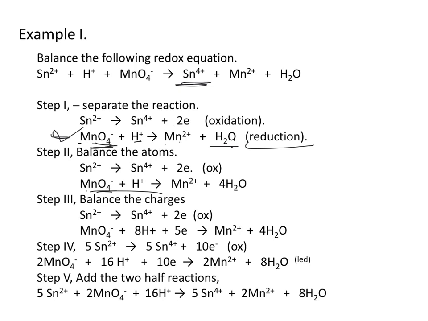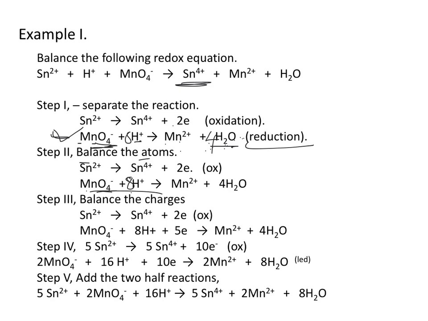Making it 4 means that you add 4 H2O here. And when you add 4, oxygen becomes 4, hydrogen becomes 8, 2 times 4, 8. That means 8 H⁺ should also be here. So when you balance the atoms, you have MnO4⁻ plus 8H⁺ to give you Mn²⁺ plus 4H2O.